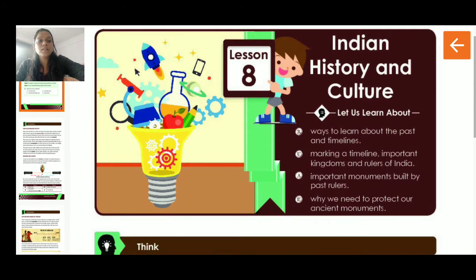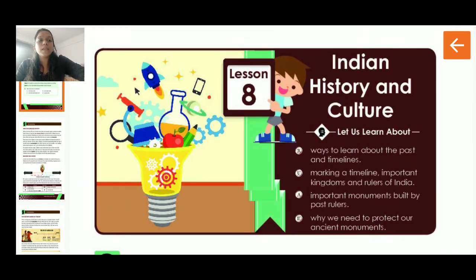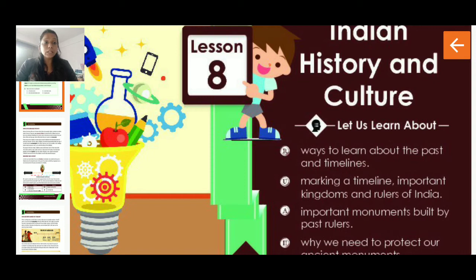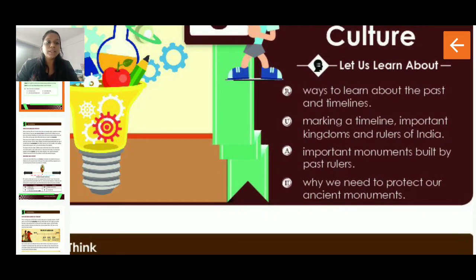So let us learn in this lesson about ways to learn about the past and timelines. Marking a timeline, important kingdoms and rulers of India, important monuments built by past rulers. Why we need to protect our ancient monuments. In this lesson, we are going to learn about the different things because of which we can learn history. What are these different things by which we will learn about past times?